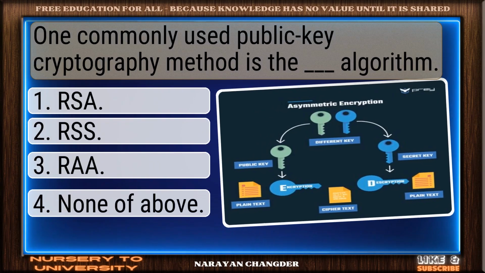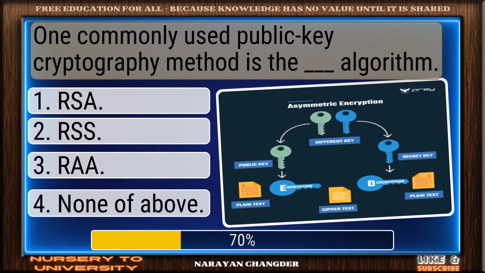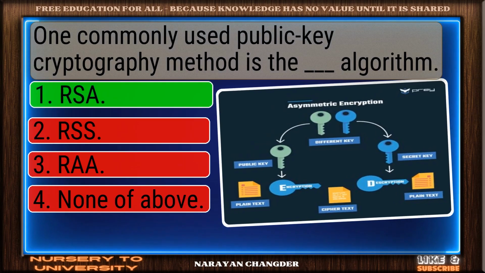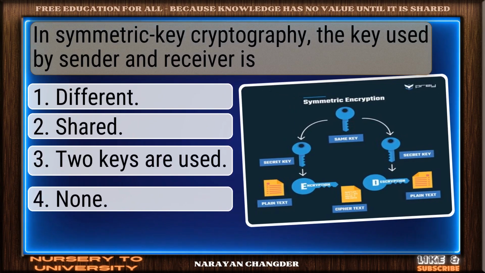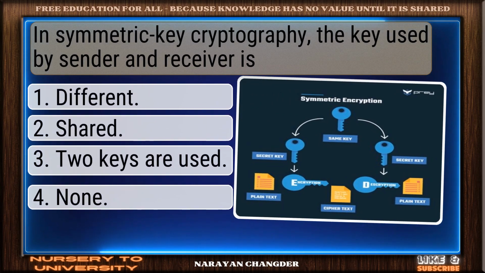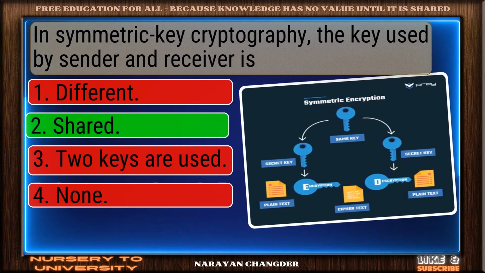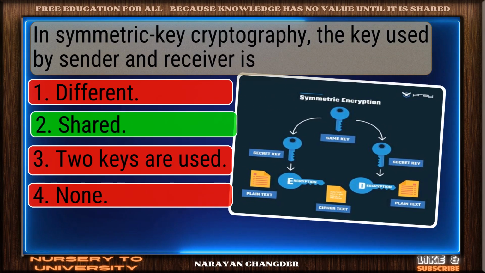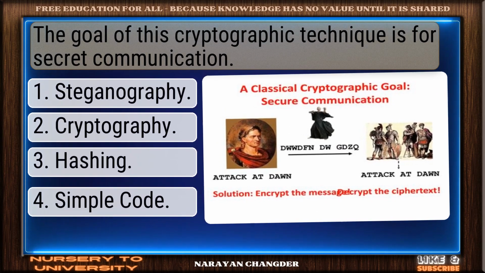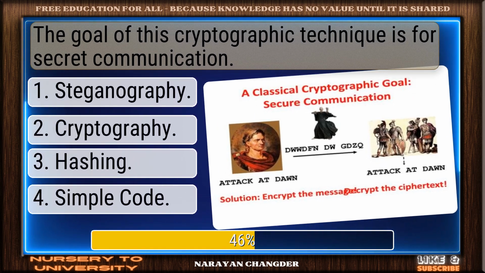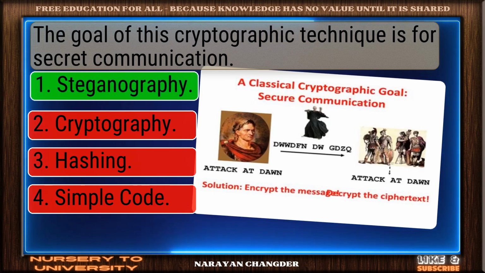Question number 5. One commonly used public key cryptography method is the dash algorithm. Exactly. Answer makes sense. And it is right choice. Question number 6. In symmetric key cryptography, the key used by sender and receiver is? Perfect. Shared is the correct choice. Question number 7. The goal of this cryptographic technique is for secret communication. Great job. Steganography is the accurate answer.